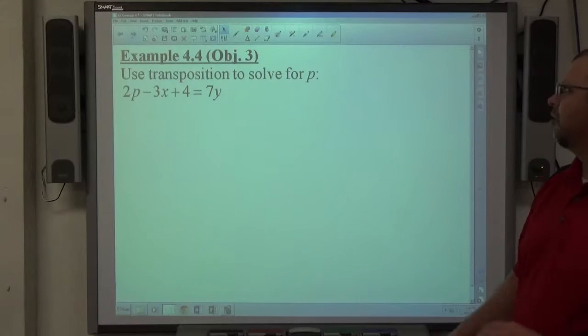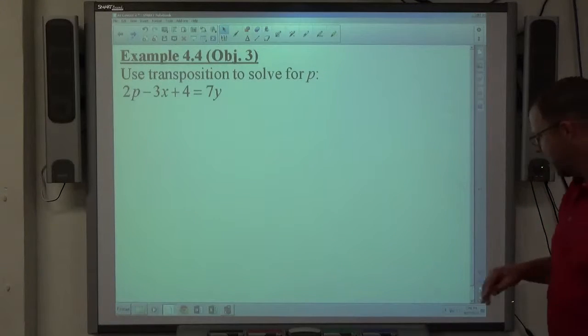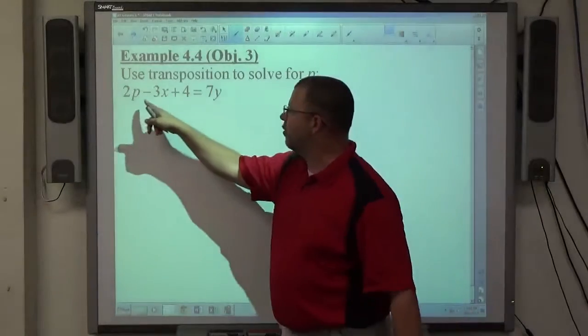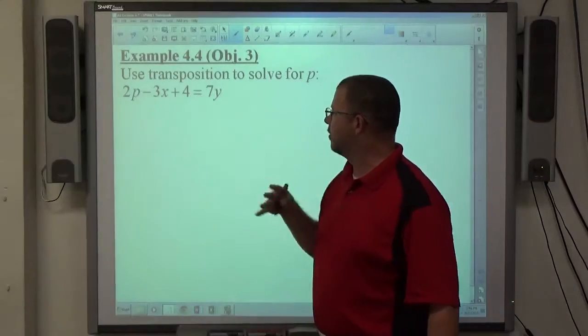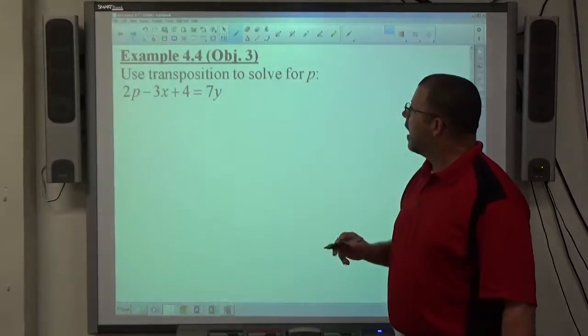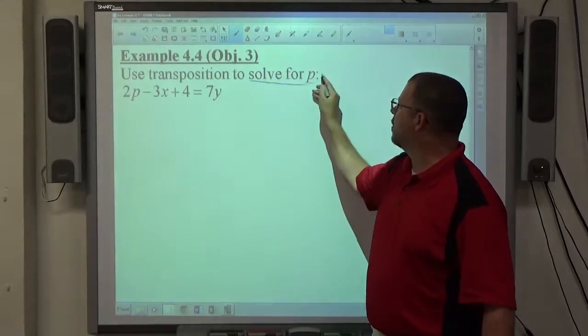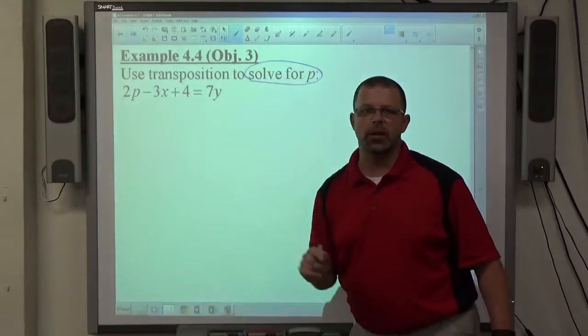Okay, for example 4, it says use transposition to solve for p. What we have here is an abstract equation. It's got p, x, and y in it, along with 4, which is just a regular constant. The directions say to solve for p, which matters when we get to this point in a problem.